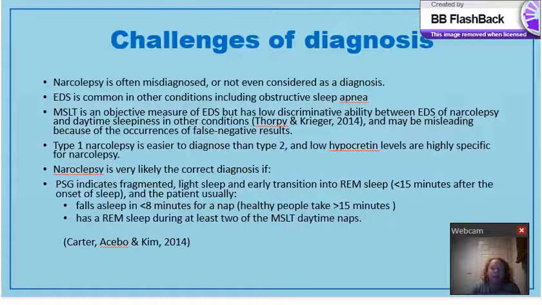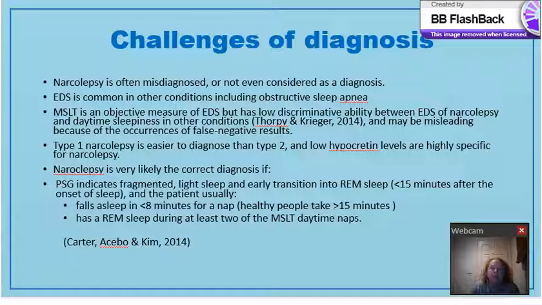It is therefore clear that there are many challenges to the diagnosis of narcolepsy, which is often misdiagnosed or even not considered as a diagnosis. Excessive daytime sleepiness is common in other conditions, including obstructive sleep apnea. Whilst the MSLT is an objective measure of EDS, it has low discriminability between EDS of narcolepsy and daytime sleepiness in other conditions. It may be misleading because of the occurrence of false negative results.